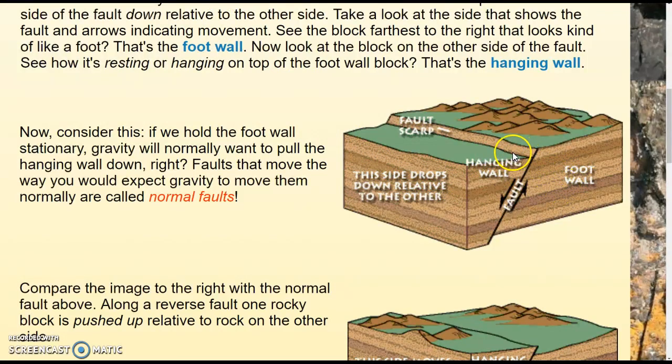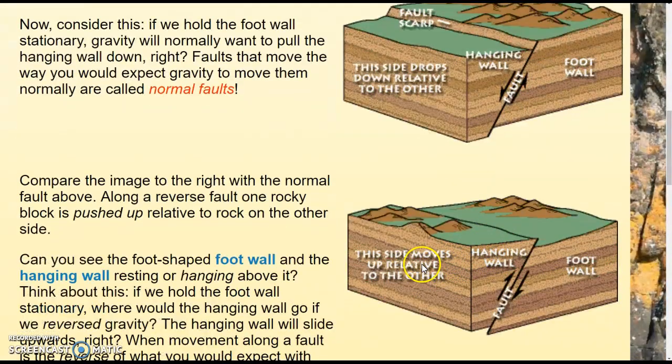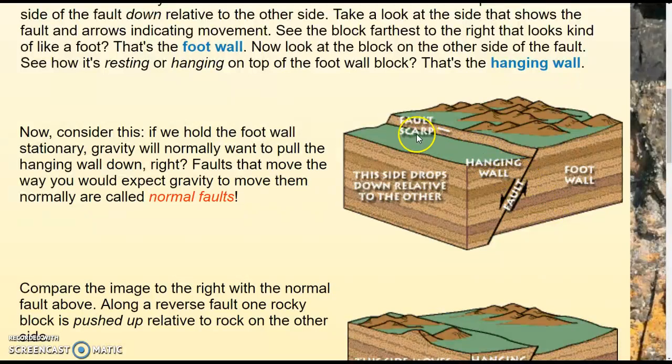And on a normal fault, gravity takes a hold of the hanging wall and will want to drag it downwards. But on a reverse fault, the hanging wall is thrusted up over the footwall. And down here you can see the fault scarp, which kind of gives an indication above ground, if visible, that the fault is present and easier to locate.